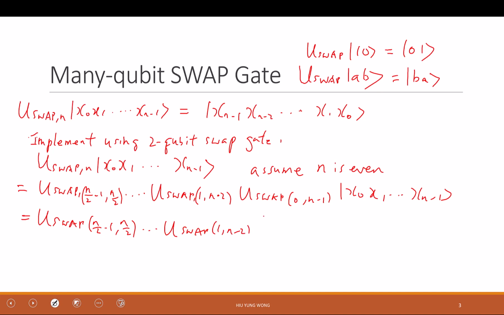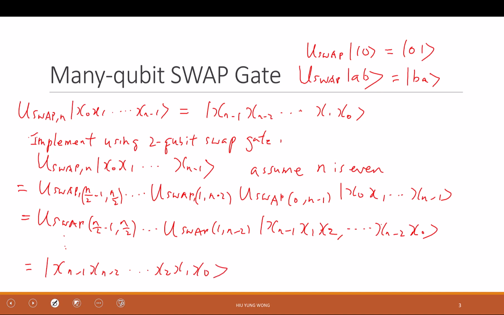1, n minus 2. And this becomes what? When I swap 0 and n minus 1, I get x n minus 1, x1, x2, all the way to x n minus 2, x0. Do you see that? I apply swap on the first and the last qubit, 0 and n minus 1. That's why I get x n minus 1. The others do not change, and x 0. Is that okay? So eventually you keep doing this, you get x n minus 1, x n minus 2, all the way to x 2, x 1, x 0. That is the definition or how you implement a multiple qubit swap gate by using 2-qubit swap gate.